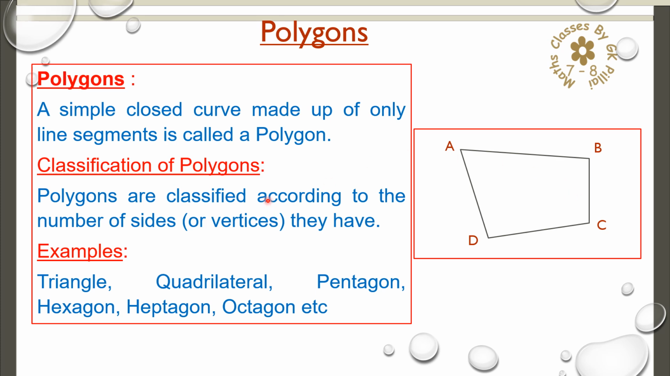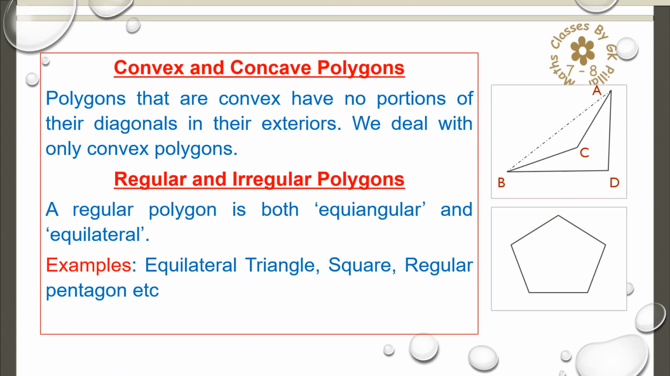Classification of polygons. Polygons are classified according to the number of sides they have. Triangles with 3 sides, quadrilateral 4 sides, pentagon 5 sides, and so on. Now convex and concave polygons. This is an example of a concave polygon and this is a convex polygon.